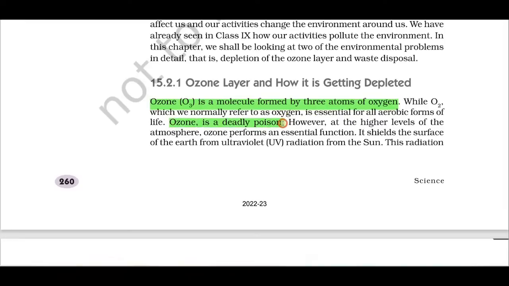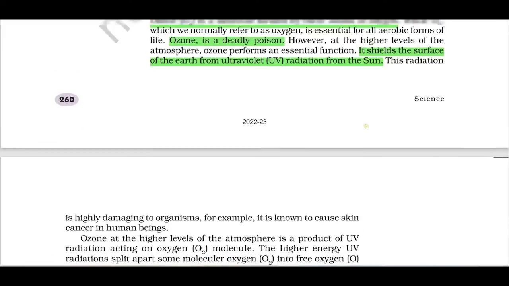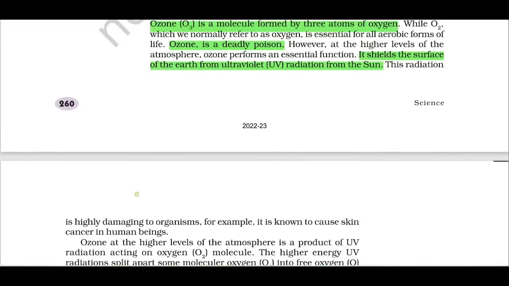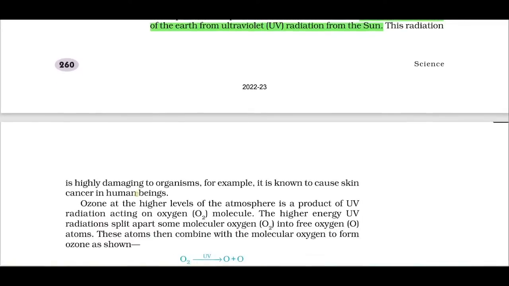Ozone is a deadly poison. However, at the higher levels of the atmosphere, ozone performs an essential function. It shields the surface of the earth from the harmful ultraviolet radiation from the sun. It acts as a barrier between the sun and the earth. It protects us from what? Harmful ultraviolet radiation. The UV radiation is highly damaging to organisms. For example, it can cause skin cancer in human beings.